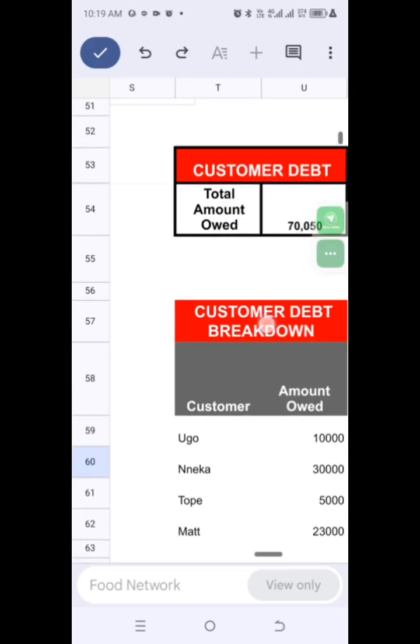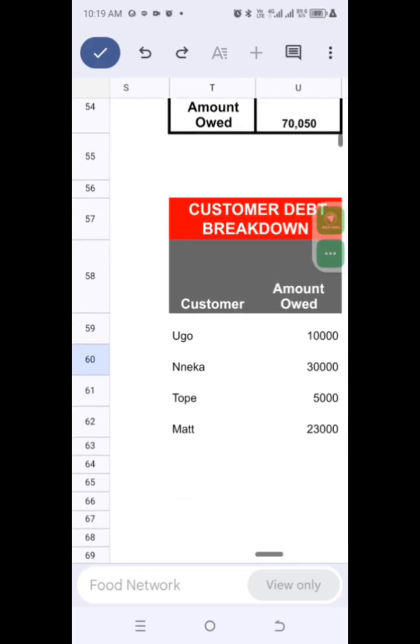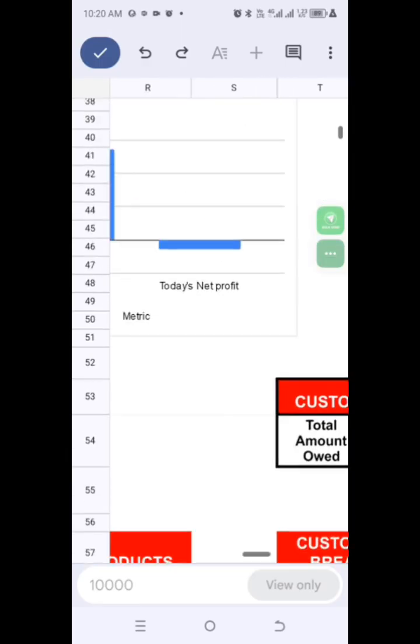So you will not forget. Oh, how much is Ugo owing me? Is it 10,000 or 8,000? And if Ugo pays 5,000, you record it. You see this amount here will decrease. Okay, so that's how BIS helps you.